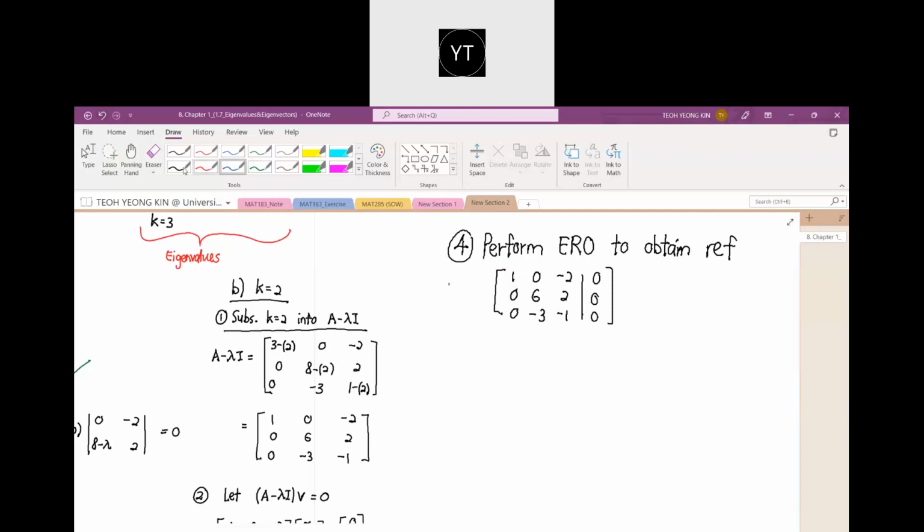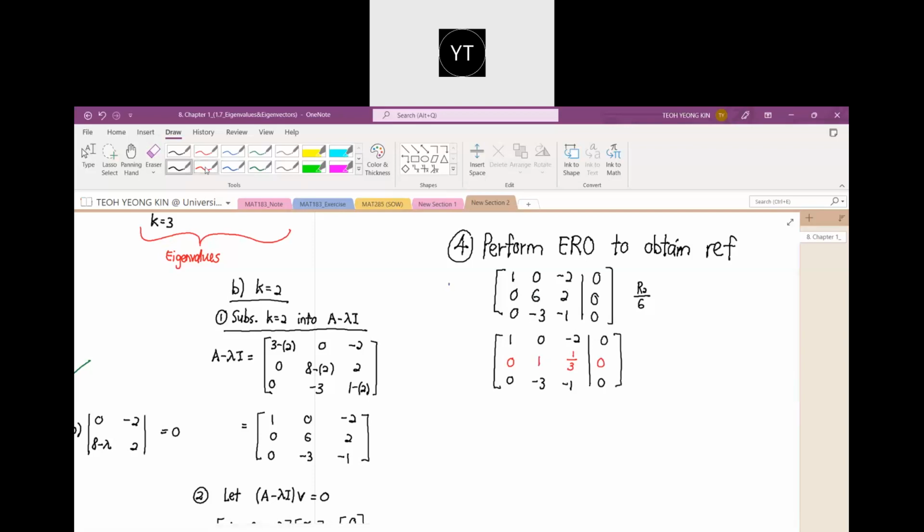So what we do is row number 2 we divide by 6 so that it becomes 1. So it will become 1, 0, negative 2. Here is 0. This part will become 0 divided by 6 is 0. 6 divided by 6 is 1. 2 divided by 6 is 1 over 3. And then here is 0. Third row, unchanged.